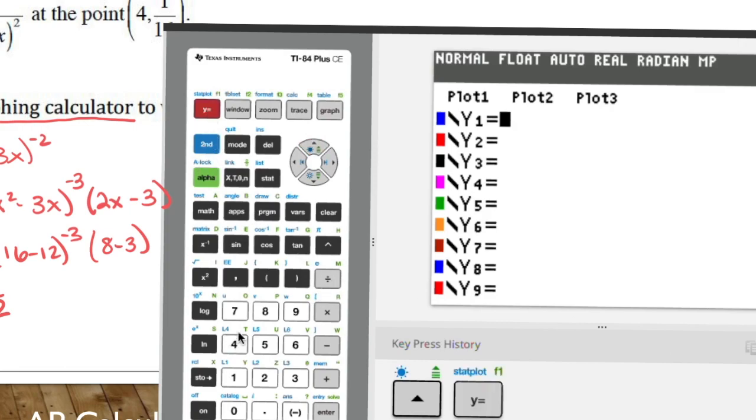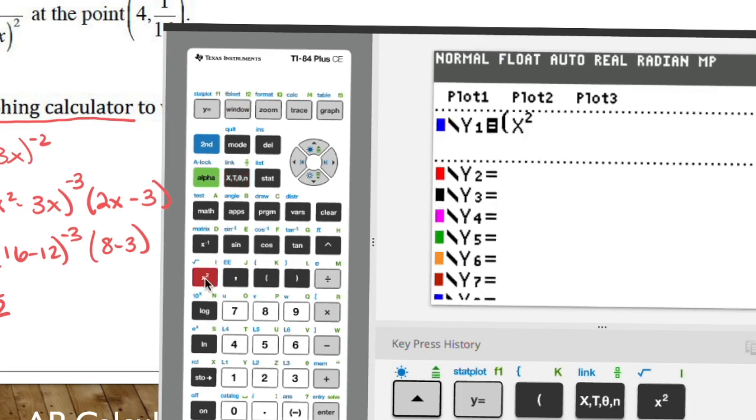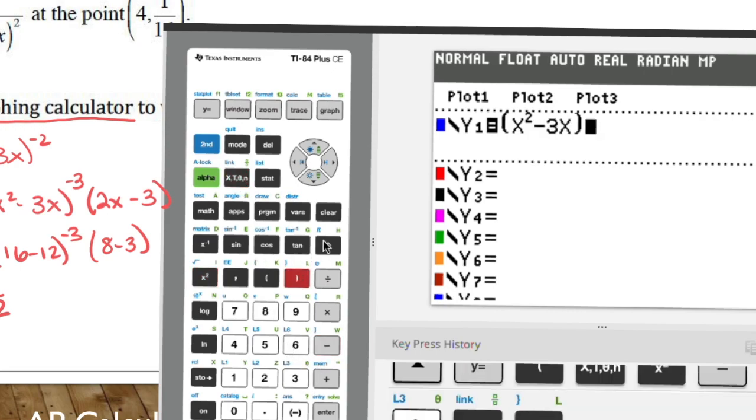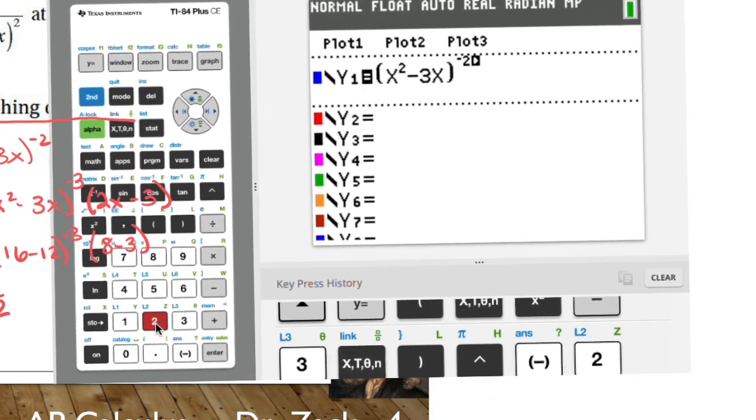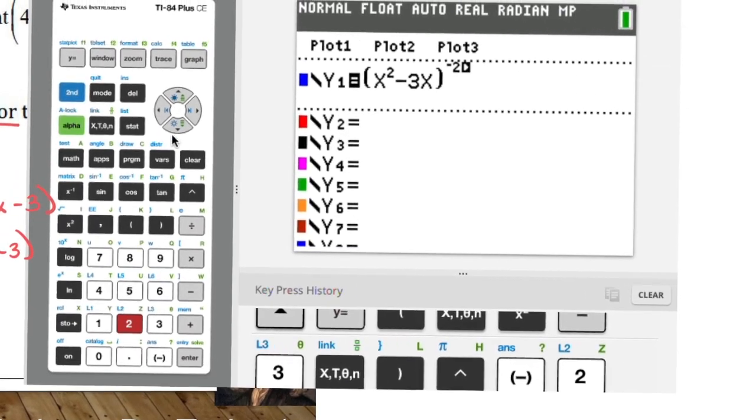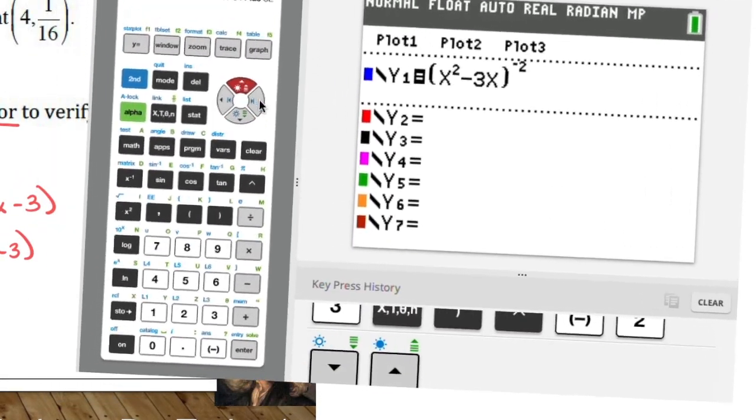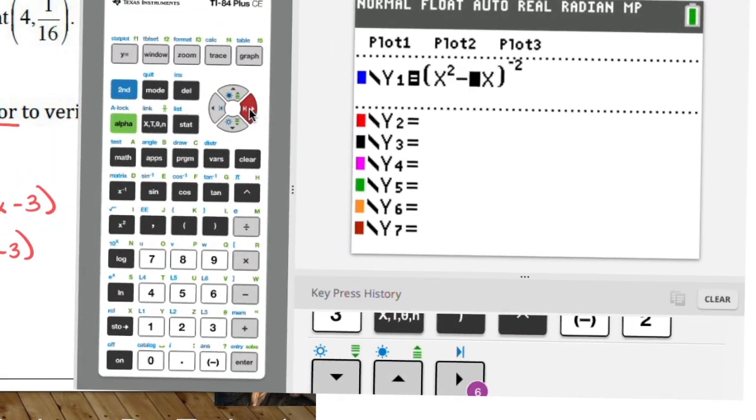We substitute our function y1 equals and put the simplified version of the function in. You have your quantity x squared minus 3x to the negative 2. Now, once you have your function placed in for y1, we want to make certain that the window allows for x to equal 4.